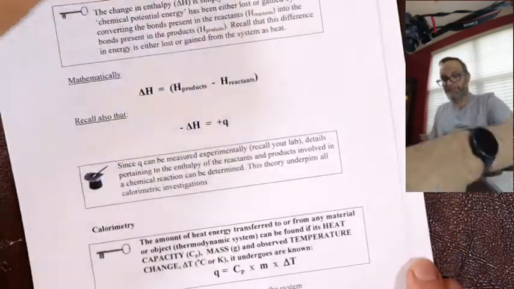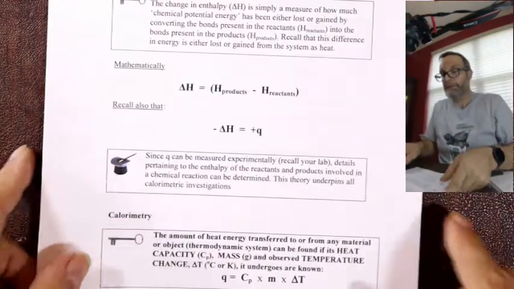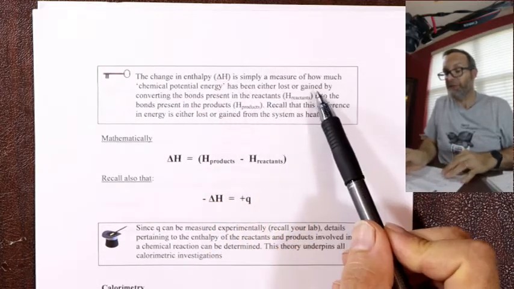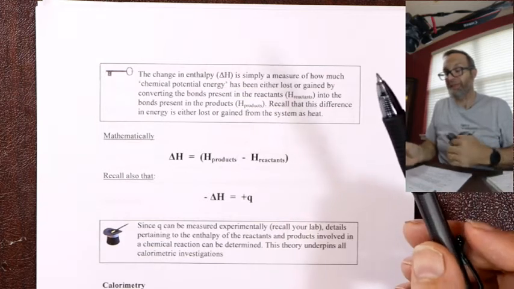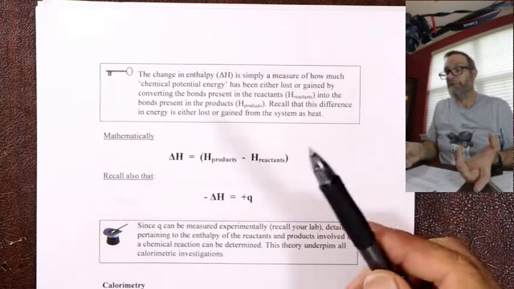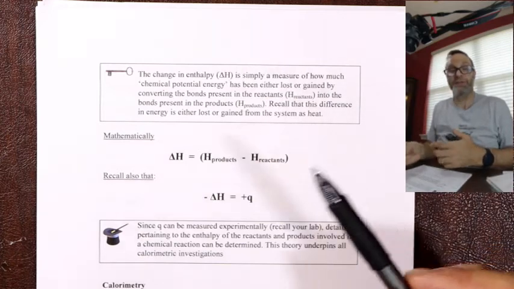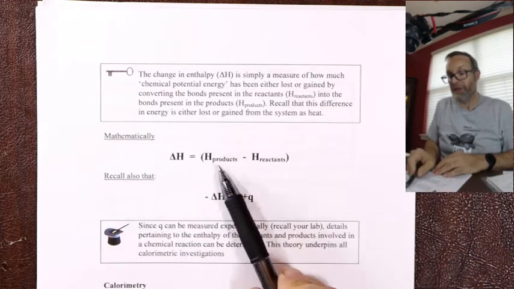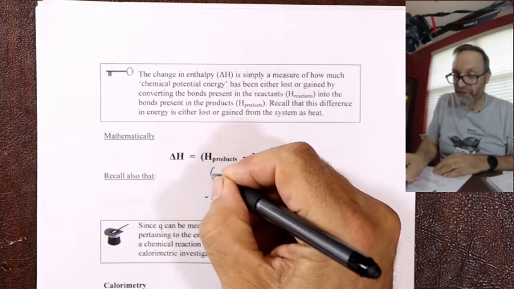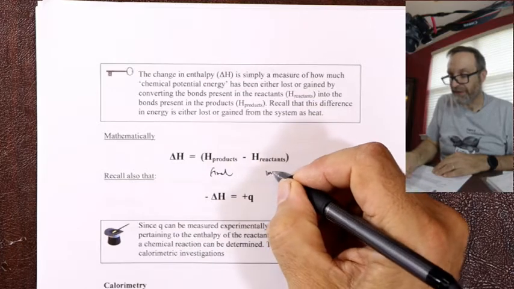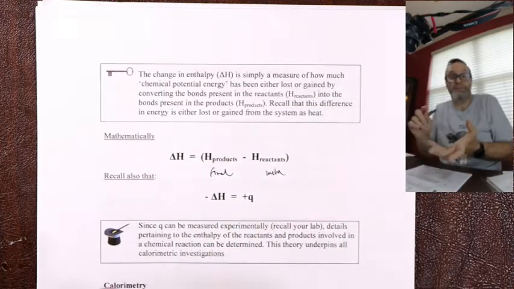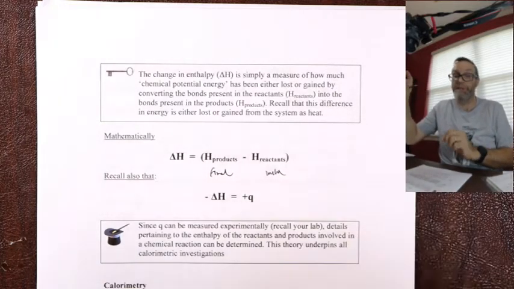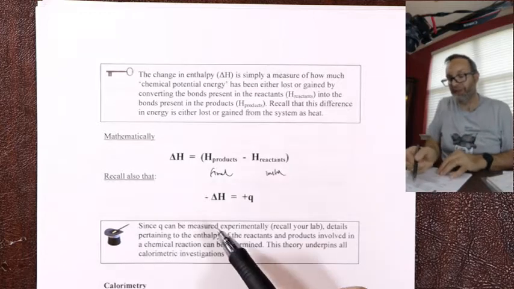So let's just summarize that. The change in enthalpy, delta H, is simply a measure of how much chemical potential energy has either been lost or gained when converting reactants to products. The energy stored in the reactants and energy stored in the products is different. The change is delta H. Final minus initial only. Products is always the final place you go, and reactants is like the initial. So whenever you do a change, it's final minus initial. If you did a temperature, you got to 20 from 10, it's a plus 10 difference, which is 20 minus 10. So final minus initial is delta H.